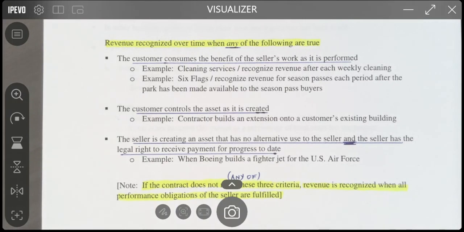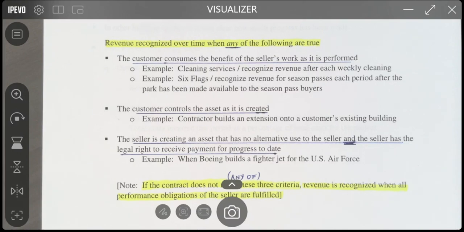Revenue is recognized over time when any of the following are true. One, the customer consumes the benefit of the seller's work as it is performed. Examples here: cleaning services, where we recognize revenue after each weekly cleaning; and Six Flags, which recognizes revenue for season passes each period after the park has been made available to the season pass buyers. Another reason revenue can be recognized over time is the customer controls the asset as it is created. An example here would be a contractor building an extension onto a customer's existing building.